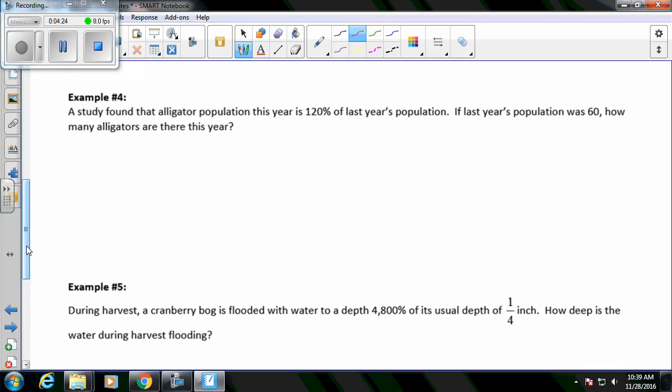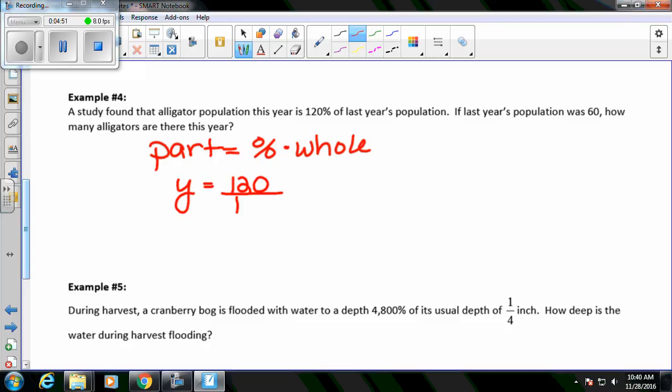A study found that the alligator population this year is 120% of last year's population. If last year's population was 60, how many alligators are there? So let's write our formula. Part equals percent times whole. The part, what I'm looking for, is going to be left as y. 120 over 100 times the whole. Last year was 60.